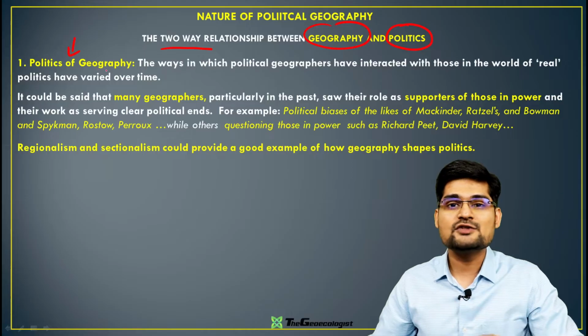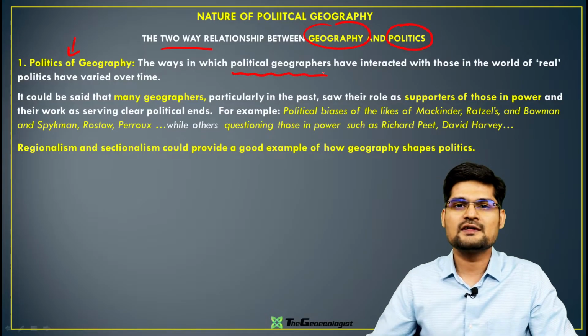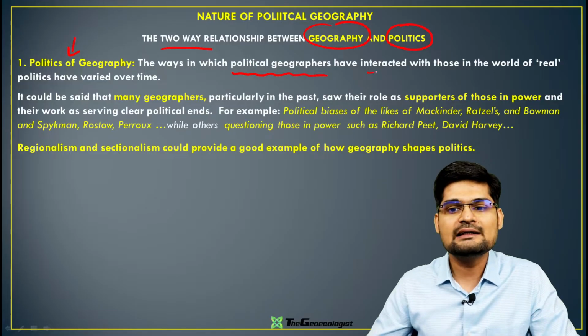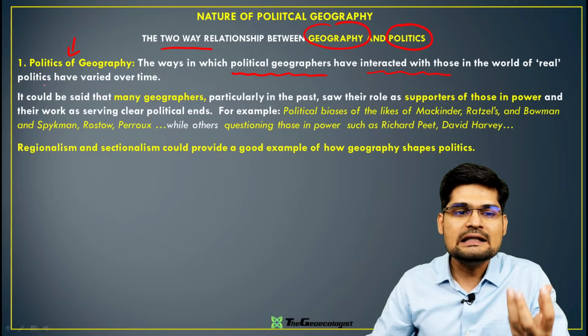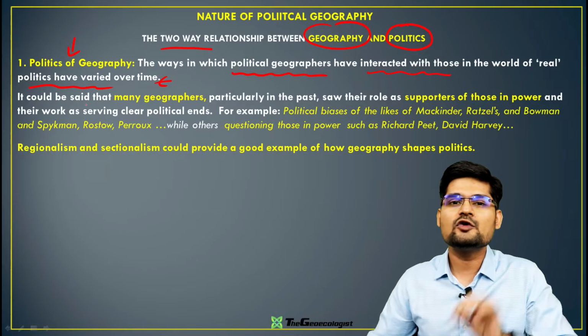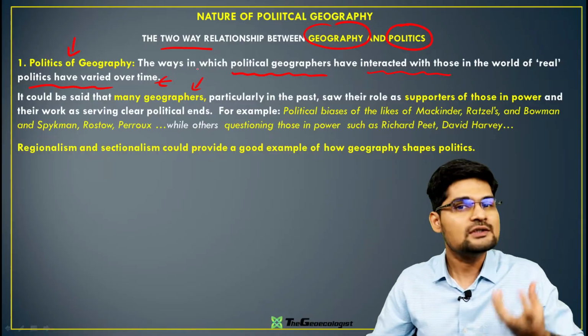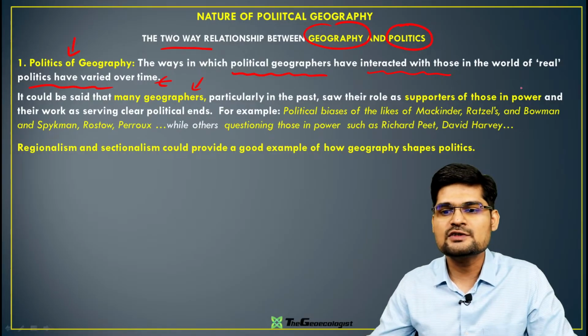And by this, what do we mean? The politics of geography is the politics of knowledge. The ways in which political geographers and scholars have interacted with those in the world of real politics have varied over time. It could be that some geographers, scholars, and social scientists made their theories so they were supporters of those in power.